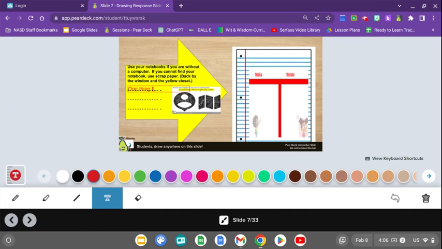I need you to write this sentence three times: One thing I noticed about the word clouds was... I'd like you to take care and use that sentence starter, "One thing I noticed about the word cloud was," three times. You can put those three on the notice side of your chart.